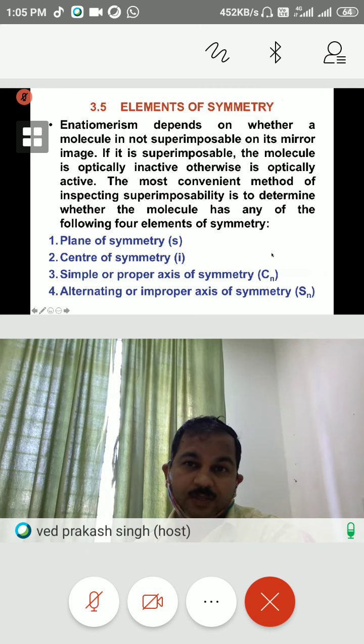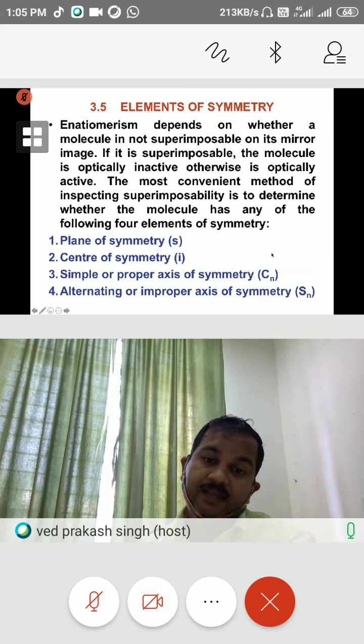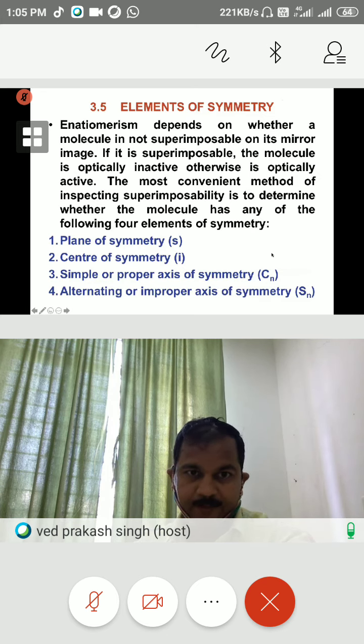Enantiomerism depends on whether a molecule is non-superimposable on its mirror image. If it is superimposable, the molecule is optically inactive. Otherwise, it's optically active. The most convenient method of inspecting superimposability is to determine whether the molecule has any symmetry element. These are some symmetry elements: plane of symmetry, center of symmetry, simple or proper axis of symmetry, and alternating or improper axis of symmetry.